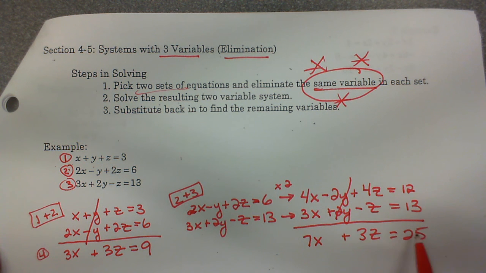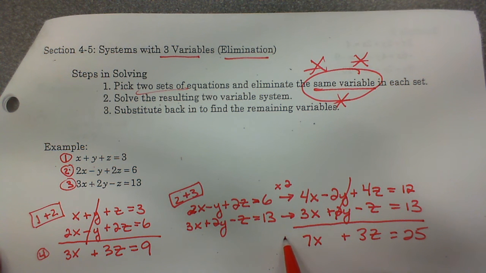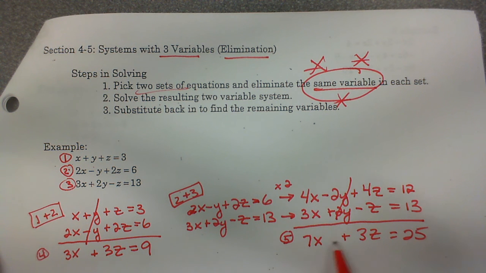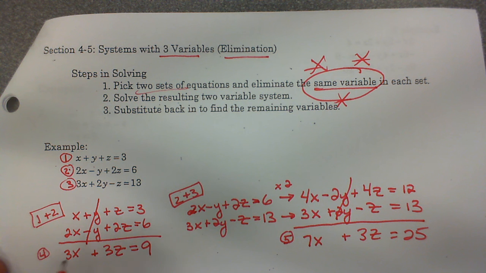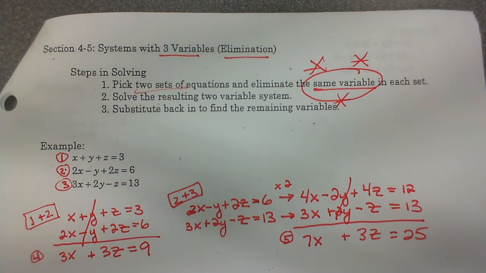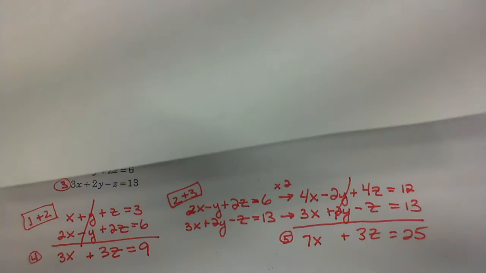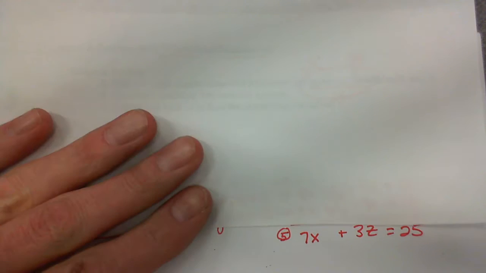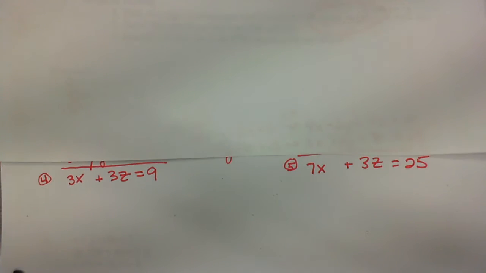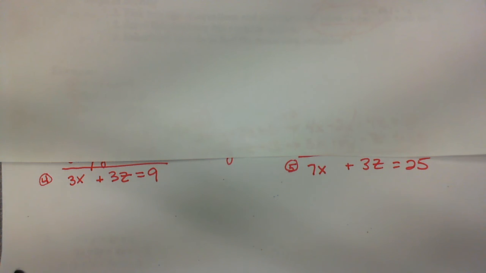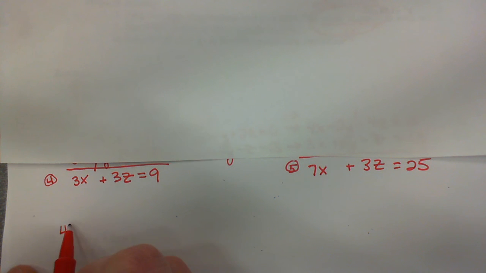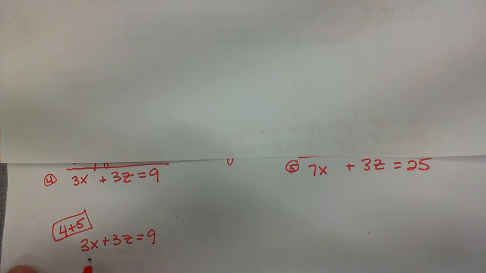So we have a new equation here with x and z in it. I'm going to call this equation 5. So equation 5 has x and z. Equation 4 over here has x and z. Oh, now I can ignore everything I've done so far and start the problem all over and pretend like this is a problem from a couple days ago. So I'm going to take equation 4 and 5 and I'm going to combine these together. 3x plus 3z equals 9 and 7x plus 3z equals 25.